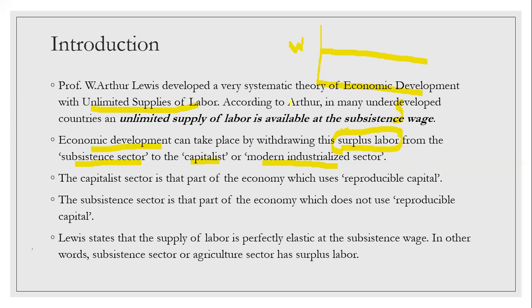Please remember that this theory rests on the assumption that there is surplus labor in the agriculture sector, and this surplus labor is working at the subsistence wage, and therefore economic development can take place by withdrawing this surplus labor from the subsistence sector or agriculture sector to the capitalist or modern industry sector. And Lewis distinguishes between the capitalist sector and the subsistence sector on the basis of the nature of the capital that is being used. The capitalist sector uses reproducible capital, whereas the subsistence sector uses non-reproducible capital.